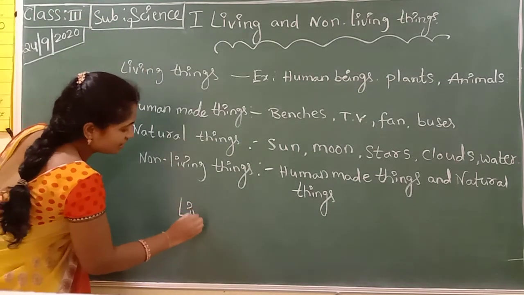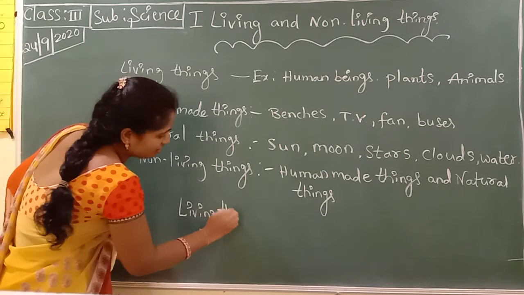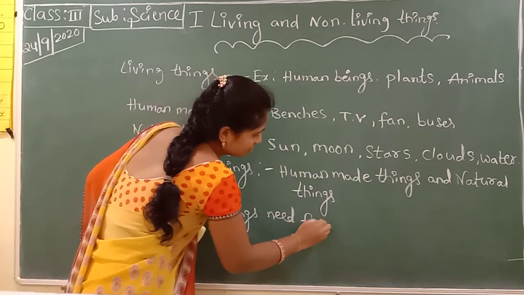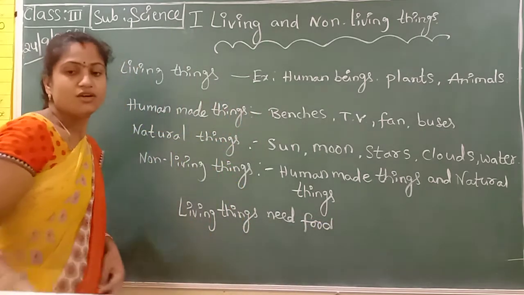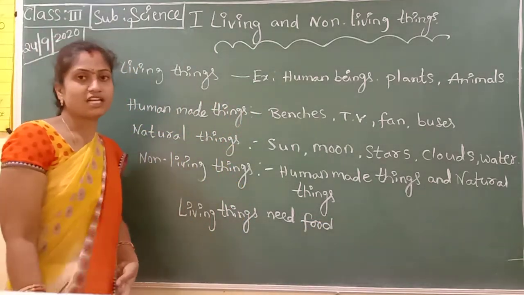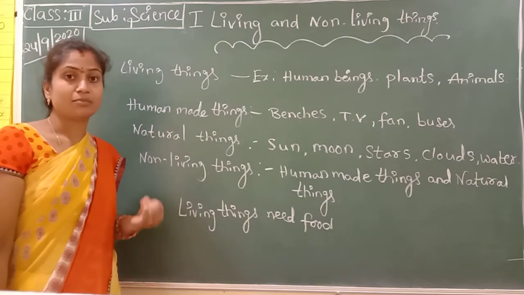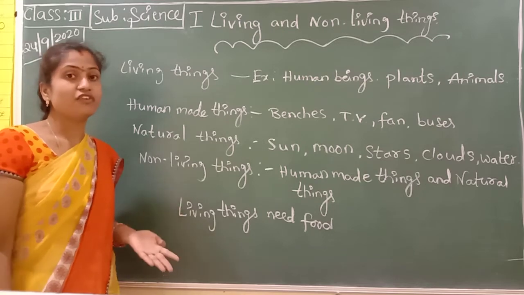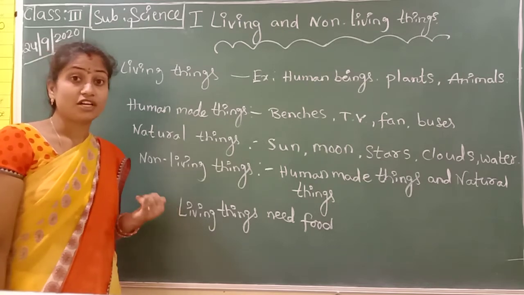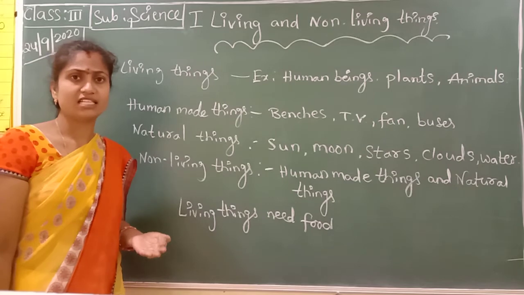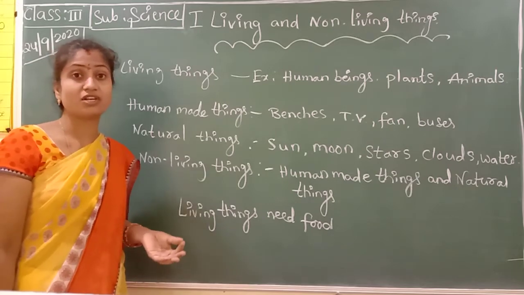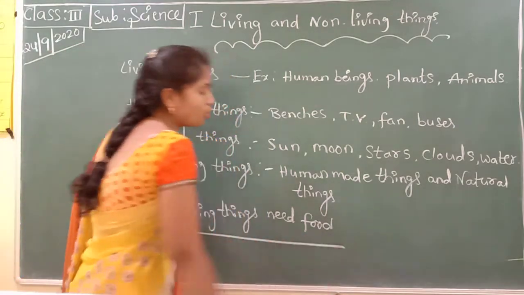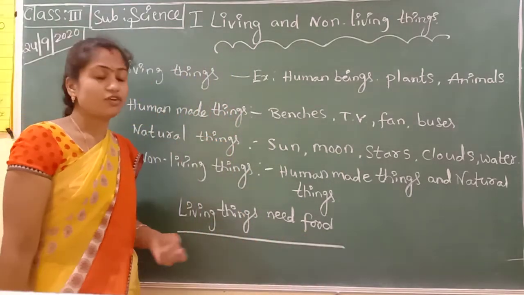Living things need food. Without food, we can't live, no? So, daily we are eating breakfast, lunch, evening snacks, night dinner. So, without food, we can't live. And we are drinking coffee, tea, milk, each and every different item in the meal, chocolates, ice cream. So, different types of foods we are eating, no? So, all living things need food. Without food, they can't live.